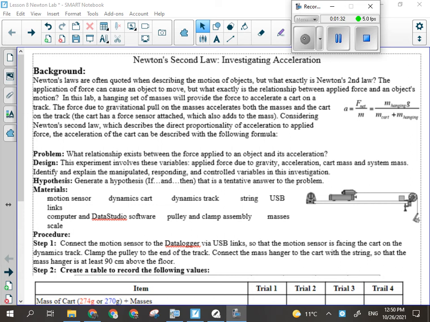Now, the other part of this is that we're going to have some mass on the cart as well. The reason for that is we don't want to change the mass of the system. In case you're looking at variables, we want the mass of the system to remain the same throughout all of the trials. What we're going to change throughout the lab is where that mass is located. By changing where it's located, we're going to change the applied force.